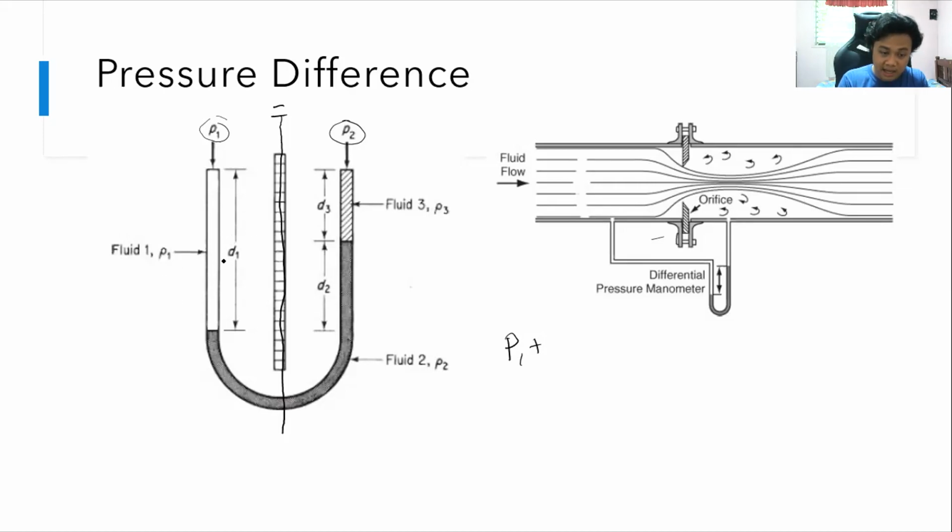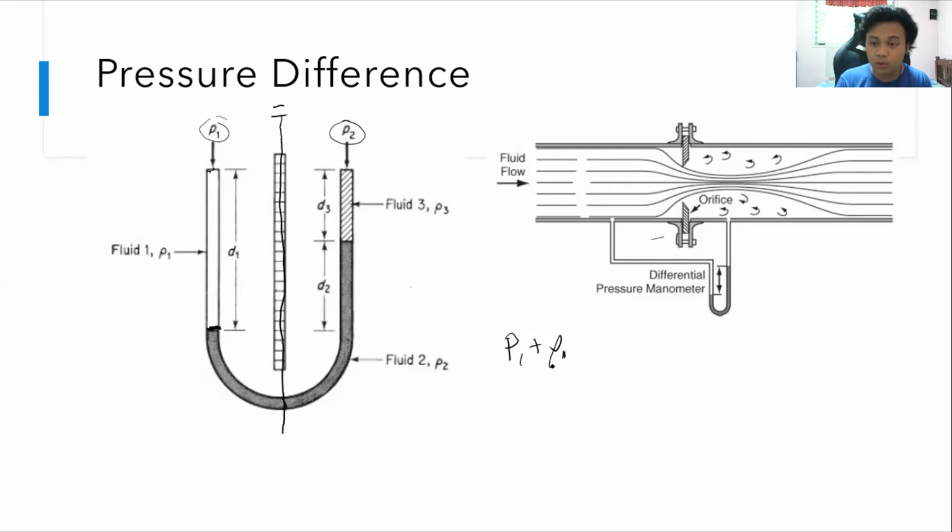This is the P1, right? And then we have to calculate its contribution here, right? So we have our row 1. So let us say that there are 3 fluids here that are distinct from one another. So fluid 1, fluid 2, fluid 3.